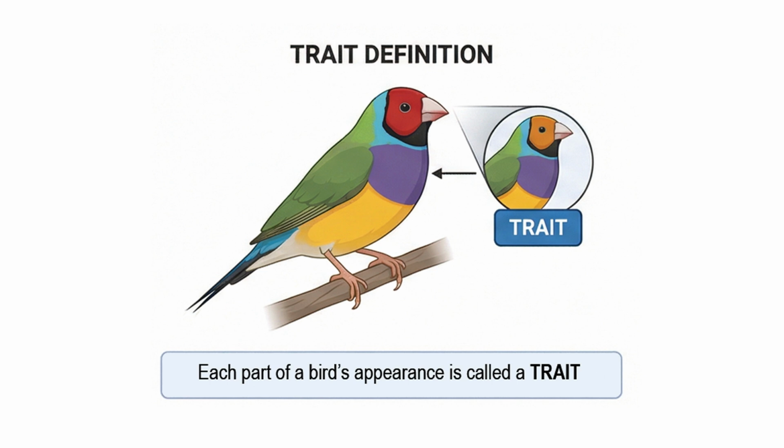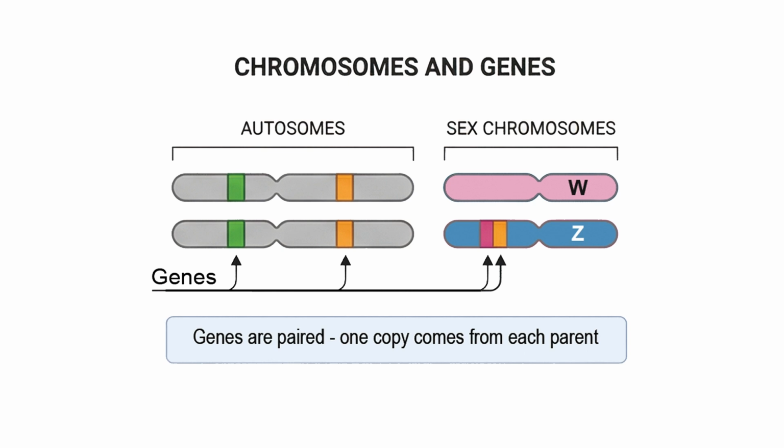So, starting with the basics, there are some terms that you need to know. The word trait just means one part of a bird's appearance. For example, purple breast color is a trait. You hear a lot about chromosomes and genes. Genes are part of chromosomes.